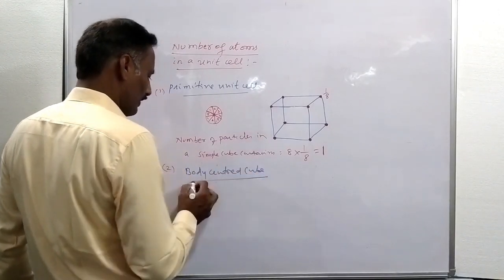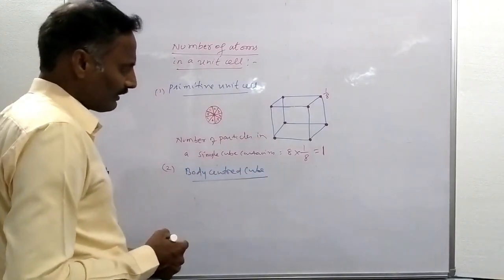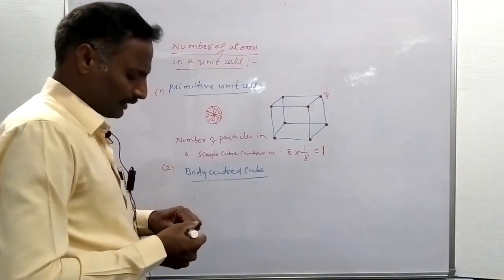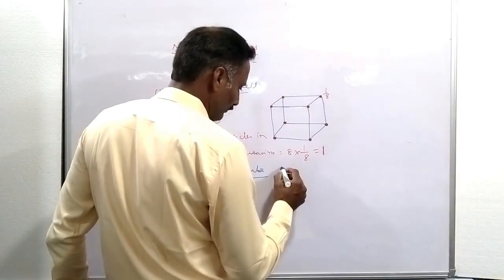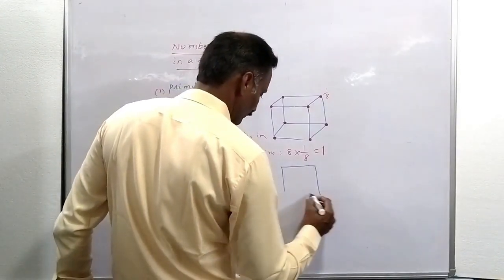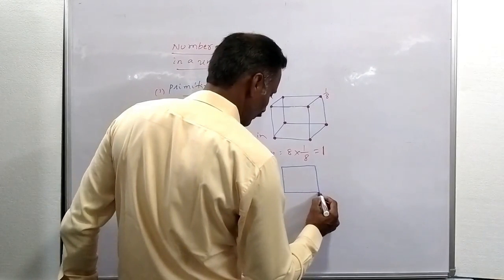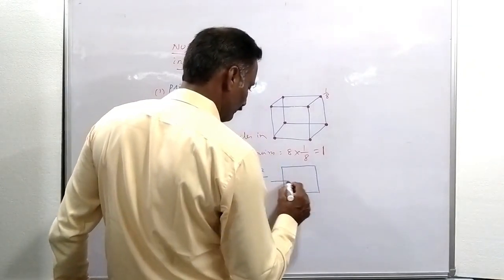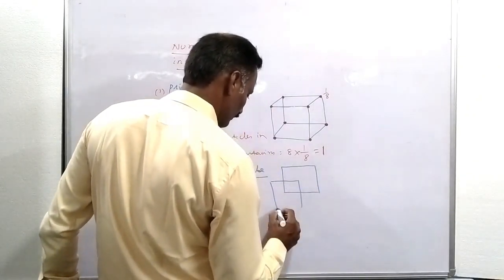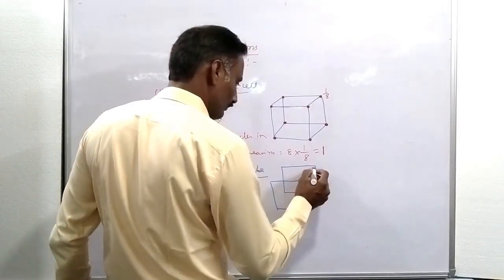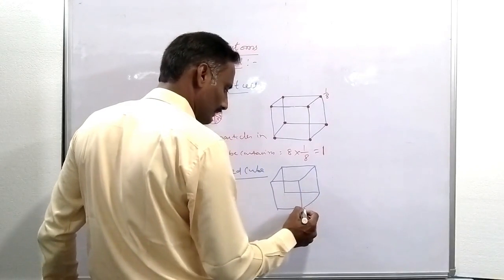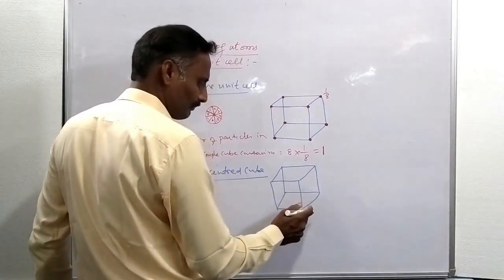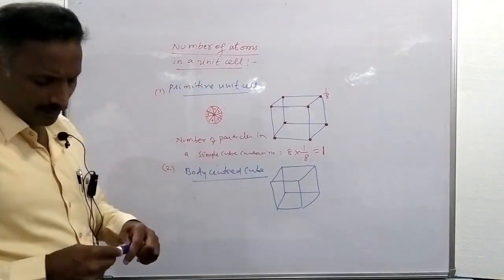Body-centered lattice or body-centered cube. A body-centered cube contains 9 lattice points here. You join the lines like this, you will get a simple cube. Then how many particles are there here?